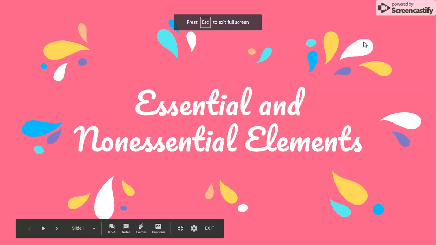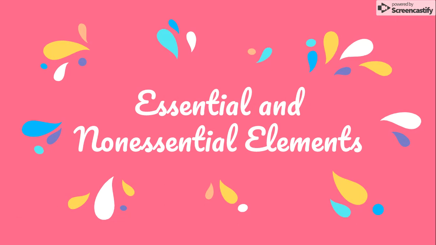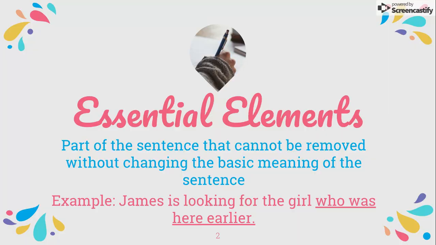Okay, today we're going to talk about essential and non-essential elements so that we can practice. The main reason we're going to talk about this is to make sure that we know when we need a comma and when we don't. So an essential element is part of the sentence that cannot be removed without changing the basic meaning of the sentence.